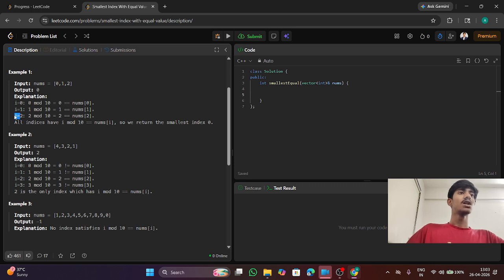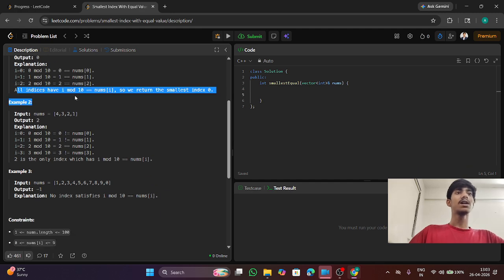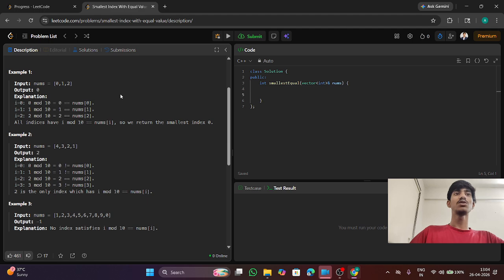Third index, i equals 2, 2 mod 10 is 2, and nums[2] value is also 2. All indices have i mod 10 equal to nums[i], all are true, so we return the smallest index, 0. Smallest index 0 is the output.